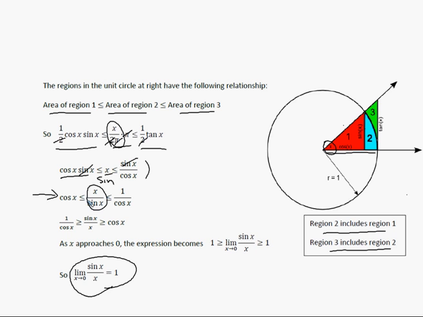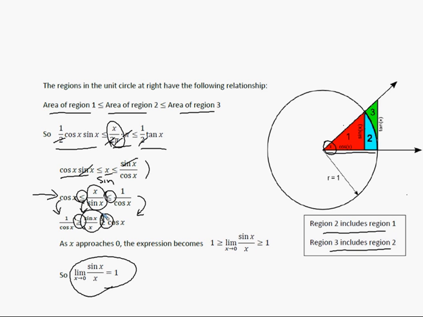We have x over sine of x. We want sine of x over x. So all we have to do is take the reciprocal. We basically flip all of the fractions. So cosine becomes 1 over cosine. 1 over cosine does the opposite, goes to cosine. And of course, we get sine x over x in the middle. And don't forget, when we take the reciprocal of an inequality, the inequality signs change direction. Right? So we note that there.